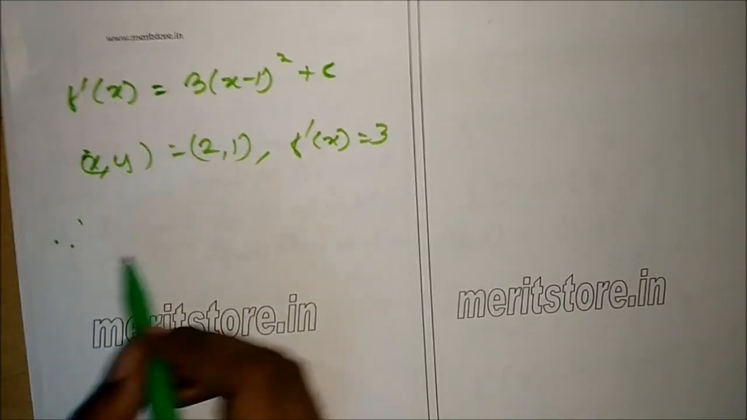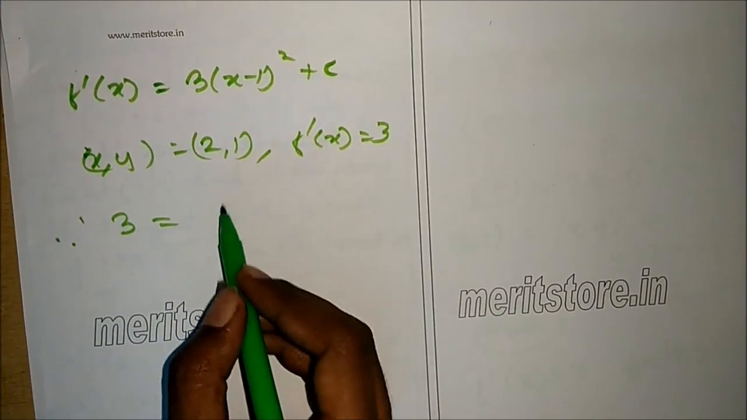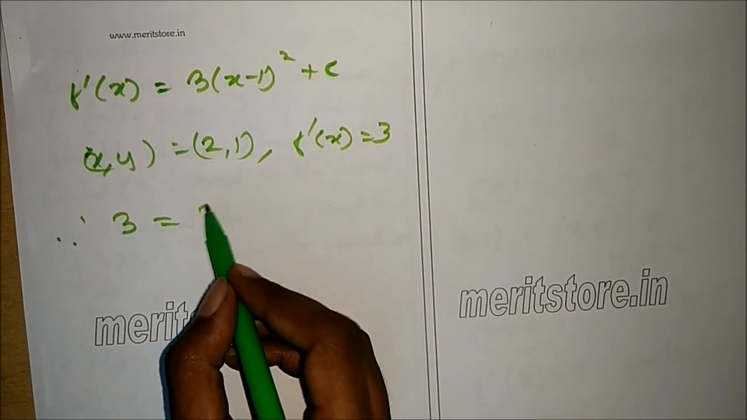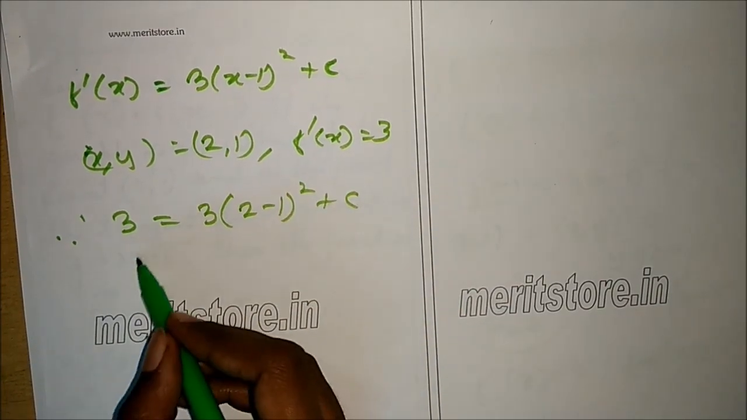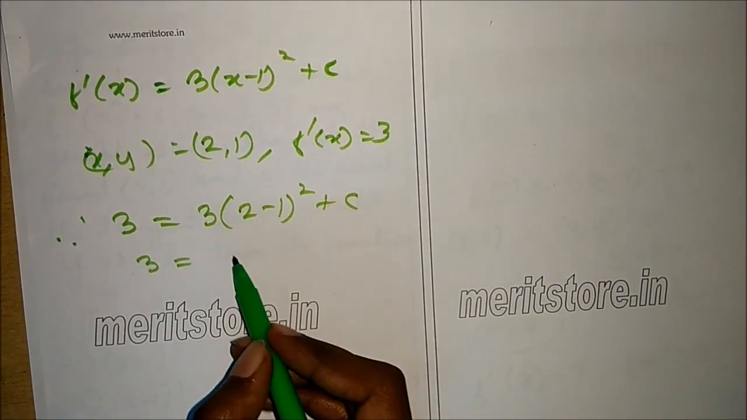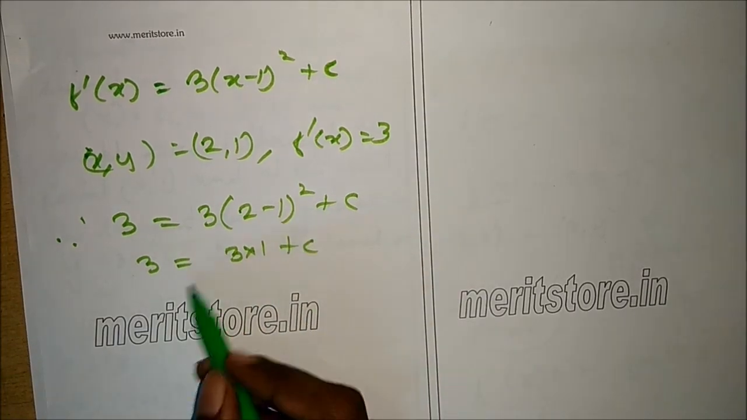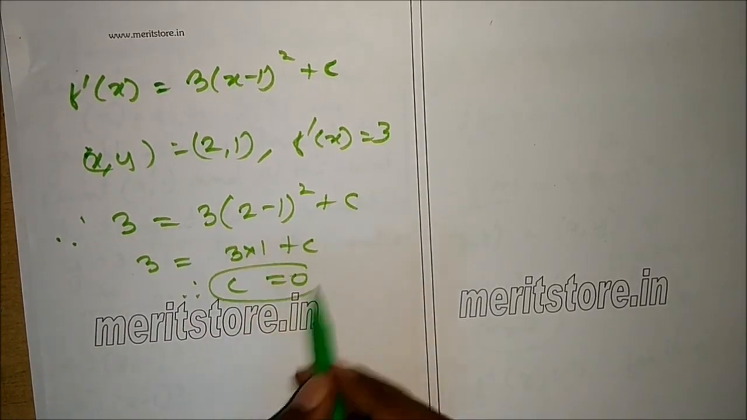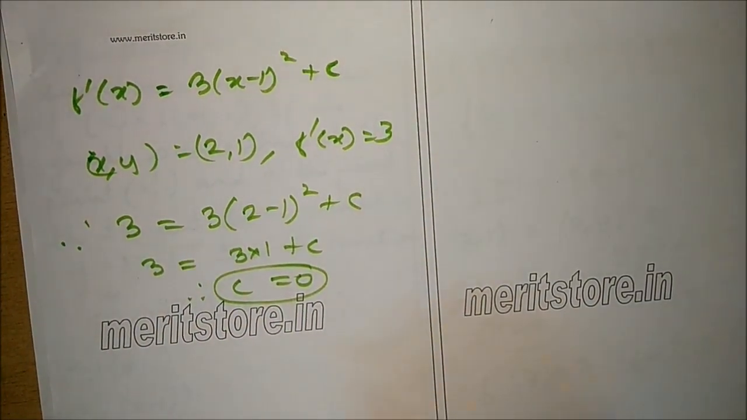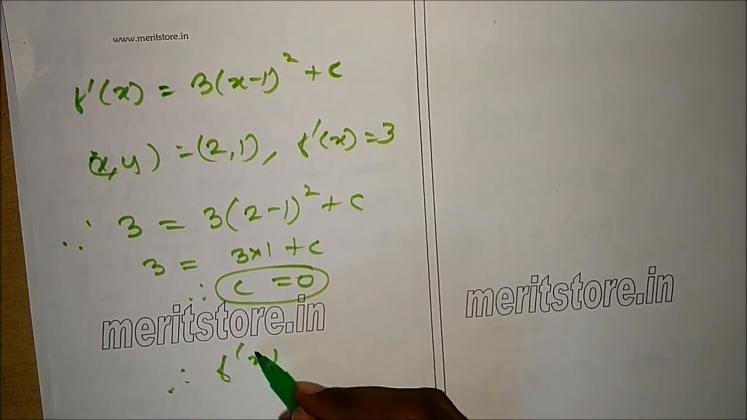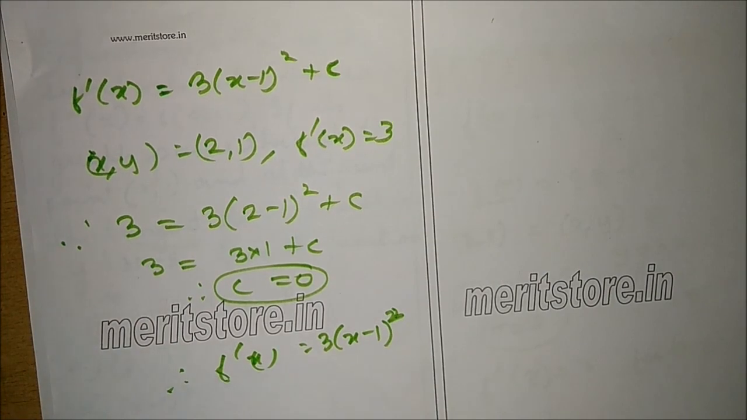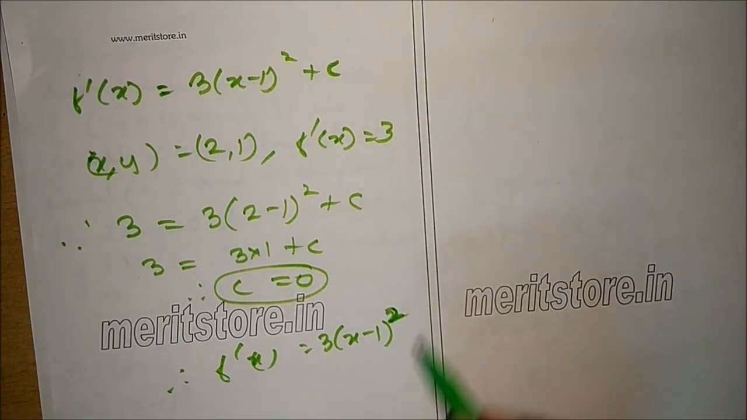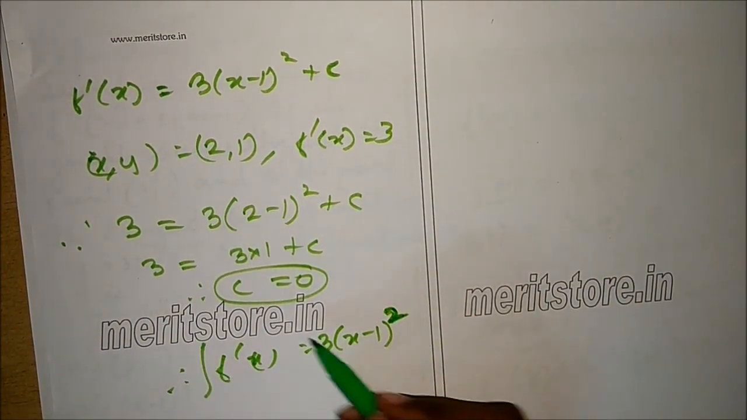So we substitute the values. f dash of x is 3 and x is 2, so 3 into (2 minus 1) square plus c, that is 3 equals 3 into 1 plus c. So therefore c will be 0. So the integration constant is 0, so f dash of x will be 3 into (x minus 1) the whole square. So to get the original function, we integrate this again.